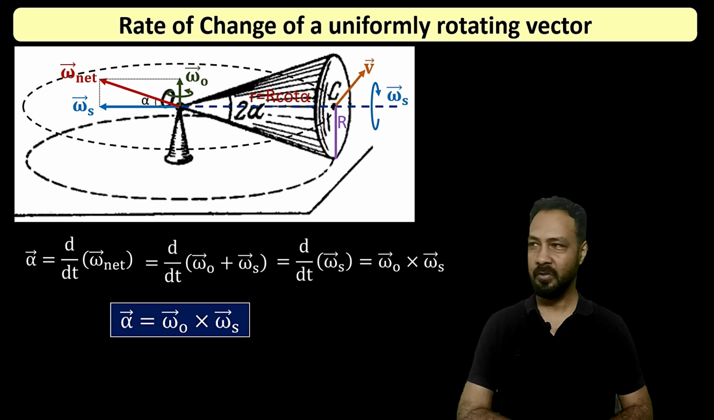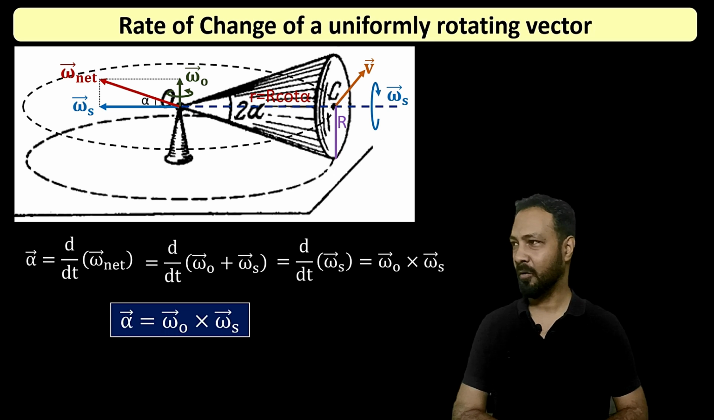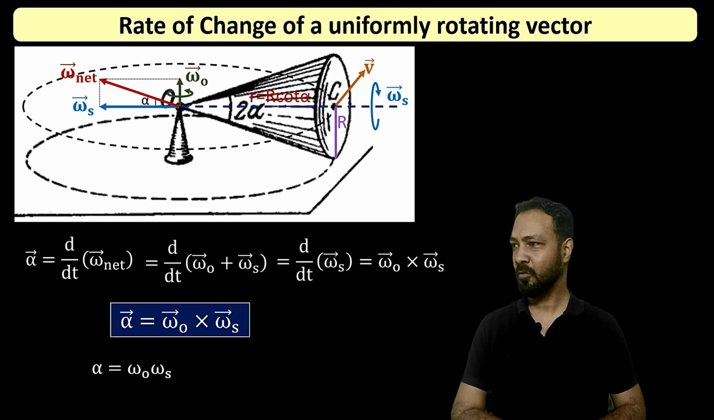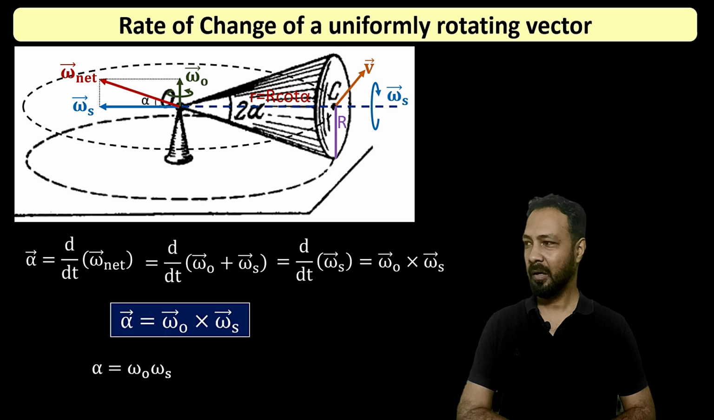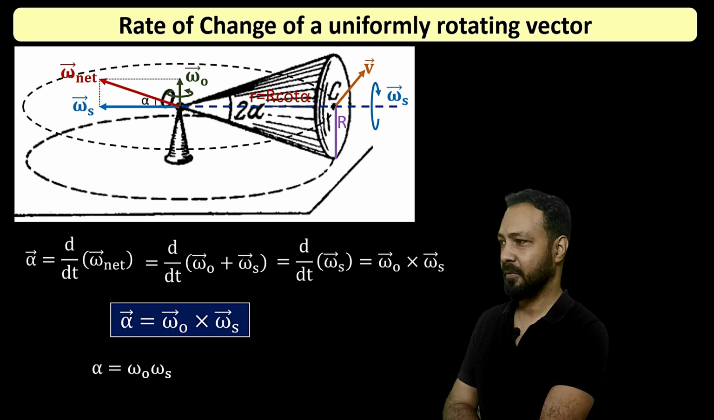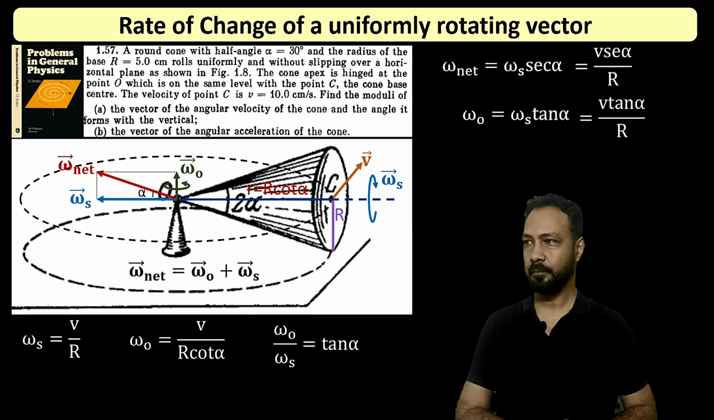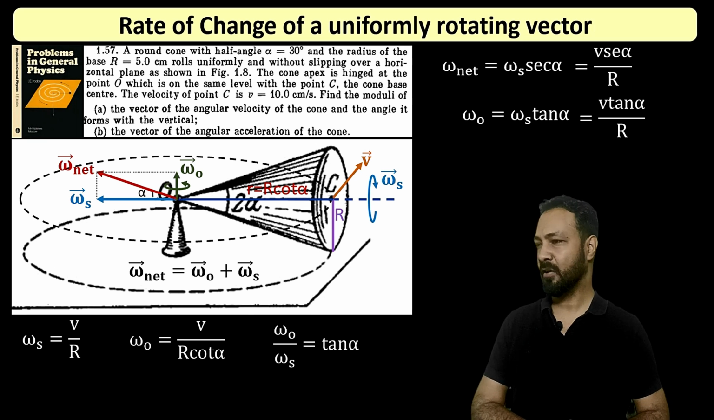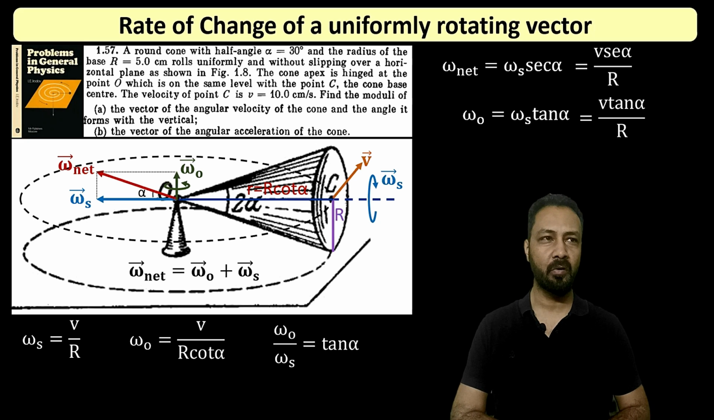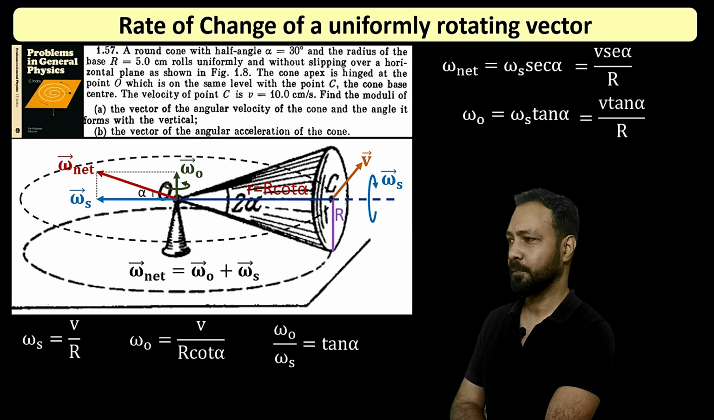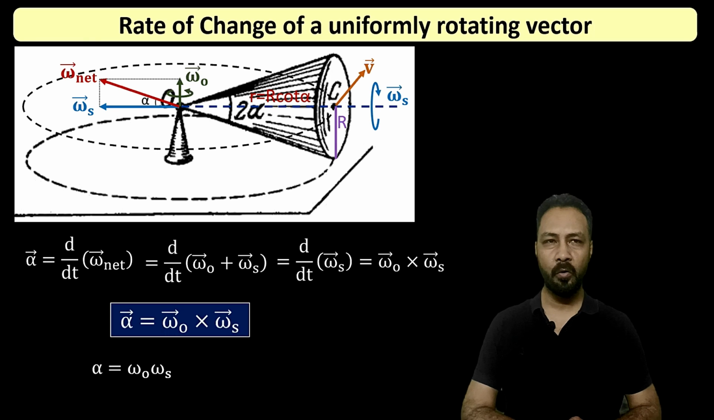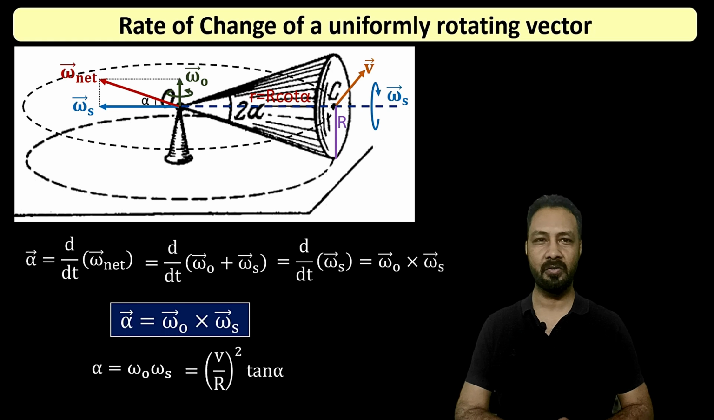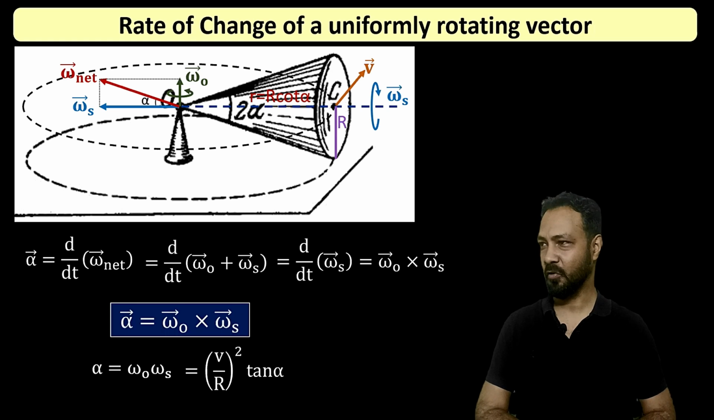And now for the magnitude of this alpha, you can see in this diagram that omega O and omega S are perpendicular. So the magnitude of alpha is omega O into omega S, and we derived that here. Omega S is V by R and omega O is V by R tan alpha. So omega O into omega S becomes (V by R) whole squared into tan alpha, and that is our answer to this very beautiful question. Thank you.